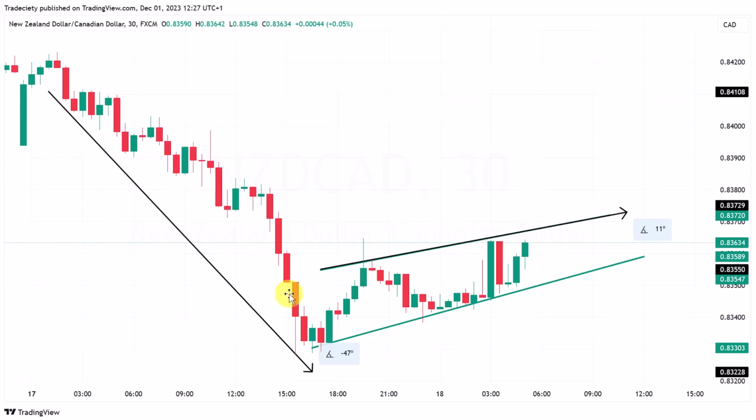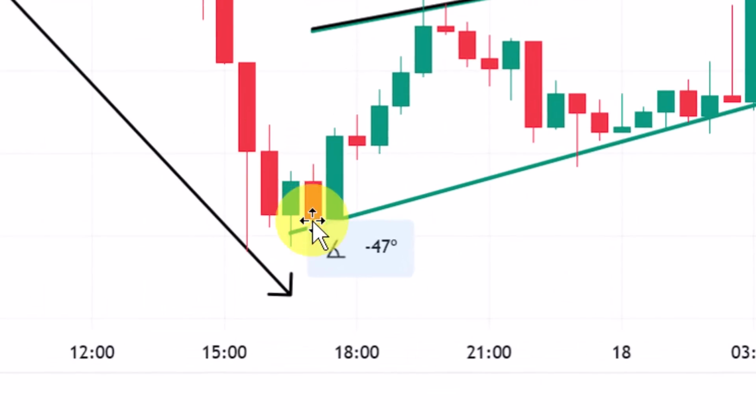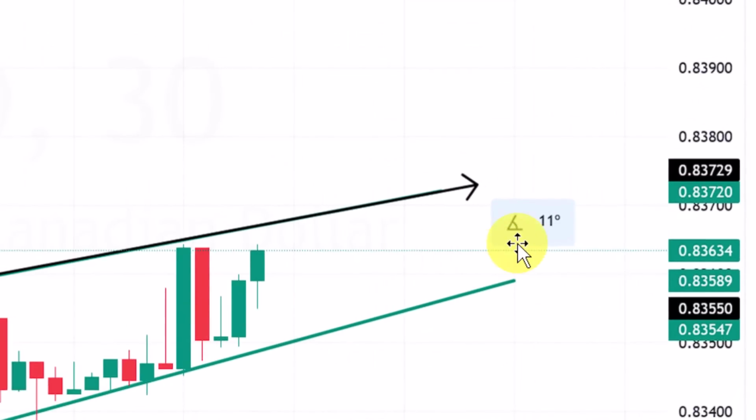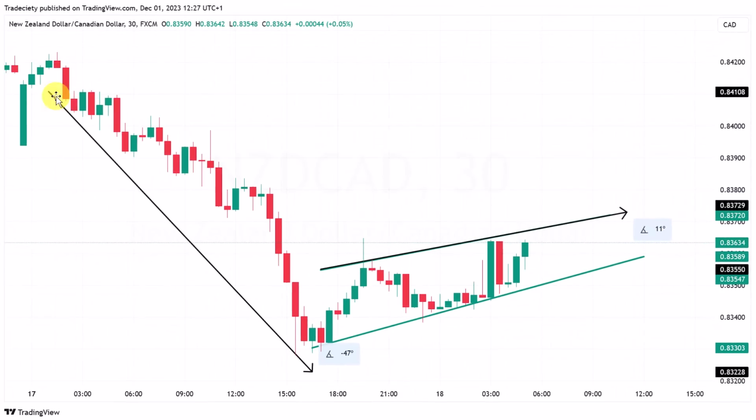We have the initial impulse. When we draw a trend line or just look at the angle, we can see that the market has been falling at 47 degrees, so a very strong decline. Then we look at the flag pattern that is building here, and we can see the market is pushing higher with only 11 degrees. So the steepness and the angle is going to tell you a lot.